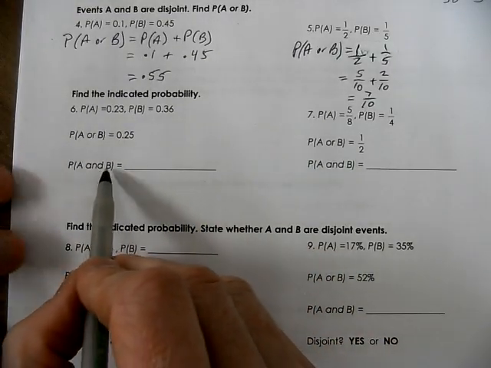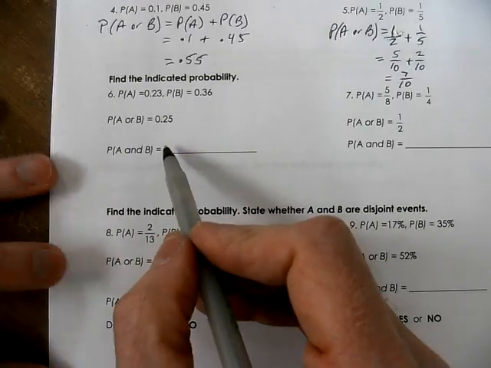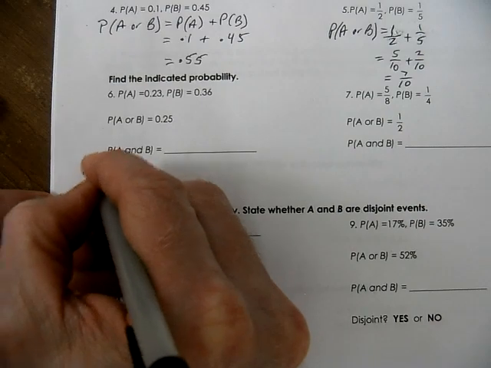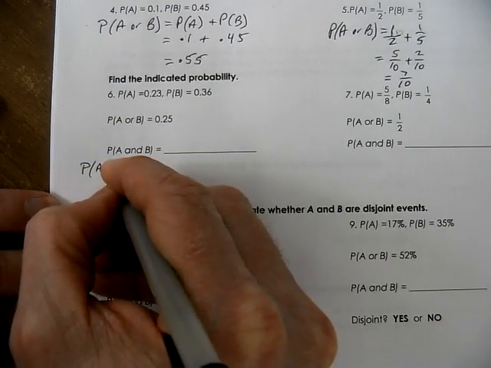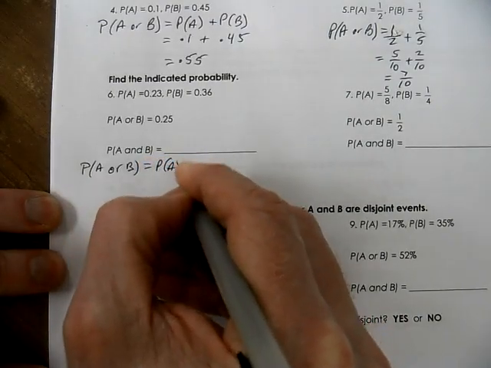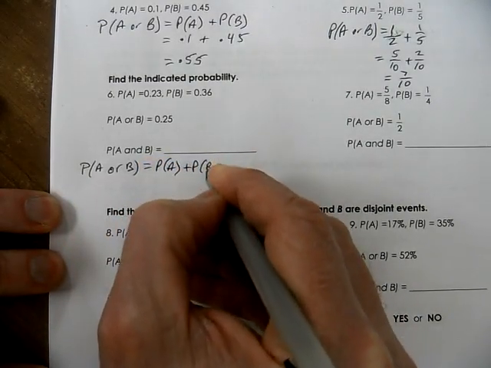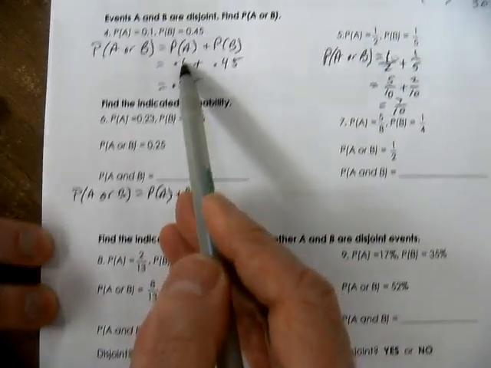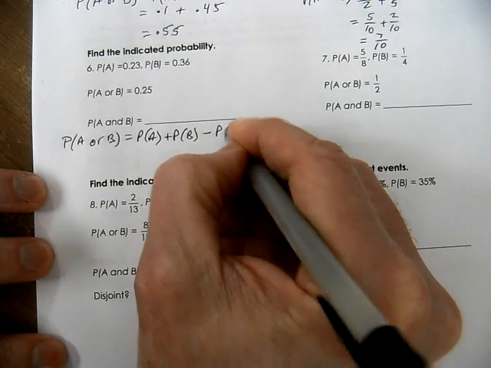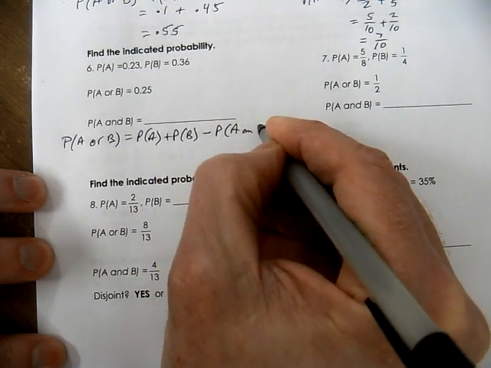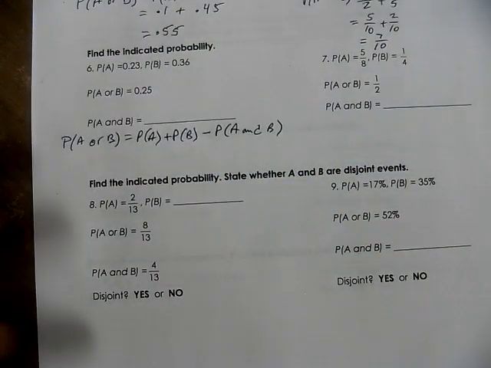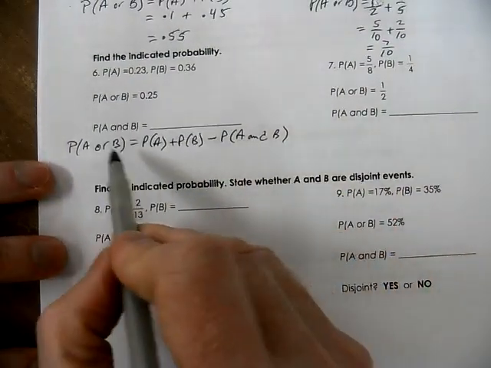Now we have to determine if there's some overlap. So we're going to use our formula of probability of A or B equals probability of A plus the probability of B. That's just like if we're disjoint, but we're going to subtract any overlap just in case they have some same elements.